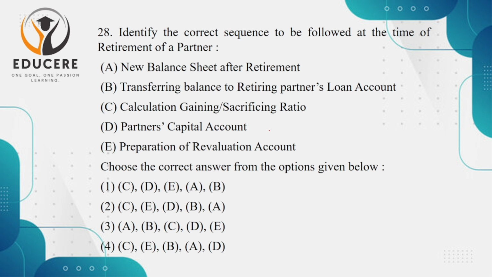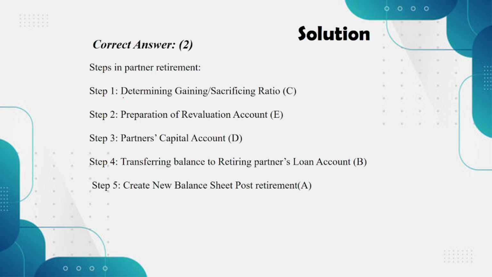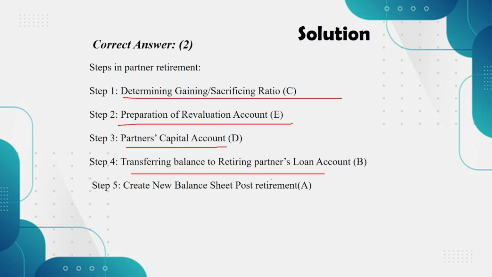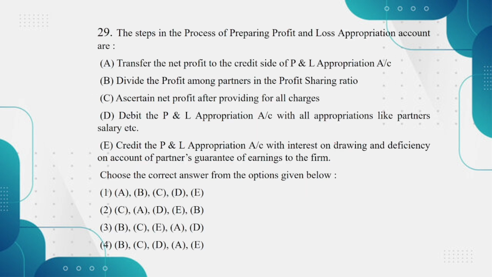Identify the correct sequence followed in the time of retirement of a partner. Please remember this order: determining gaining ratio, determining revaluation of account, then partner's capital account preparation, transferring to the loan account of the partner, creating new balance sheet in post-retirement.